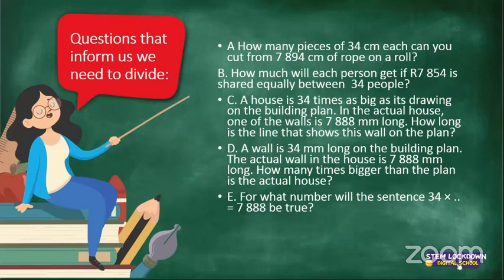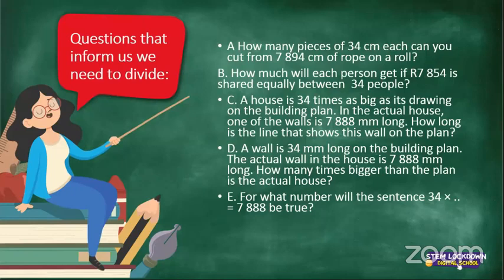We're looking at D. Here it says, I think it's the same thing, right? It's the same numbers, but it's a bit different. A wall is 34 millimeters long on the building plan. The actual wall in the house is 7,888 millimeters long. How many times bigger than the plan is the actual house? You see now the difference.